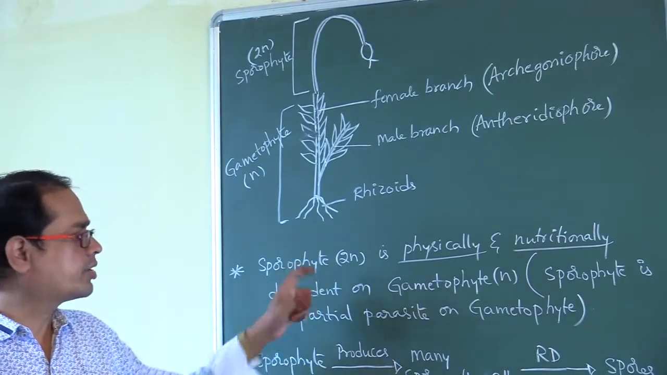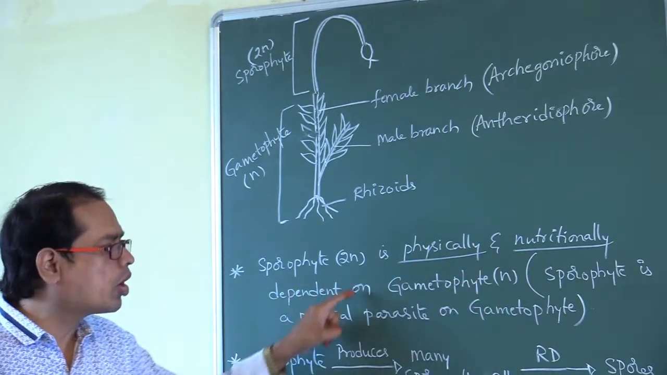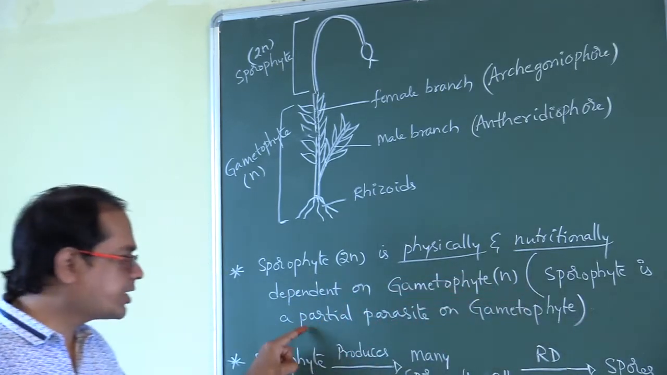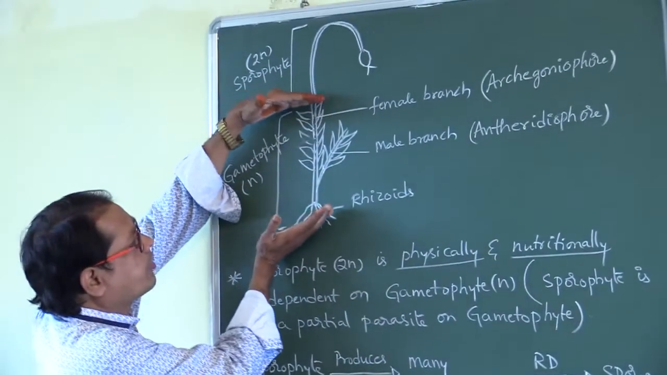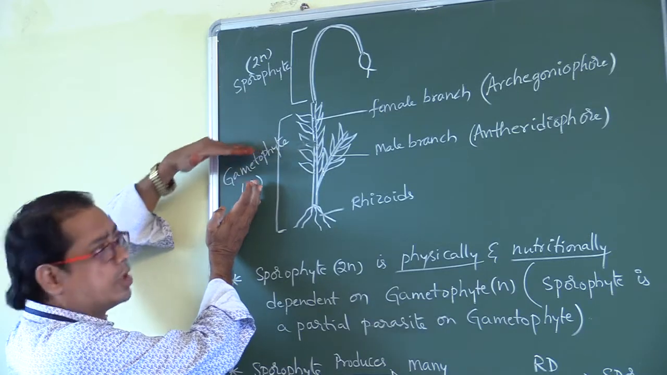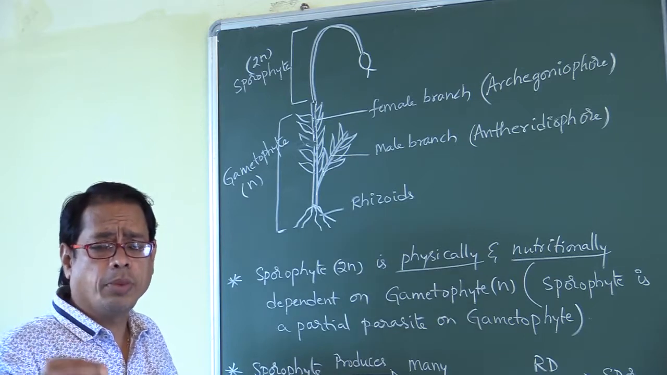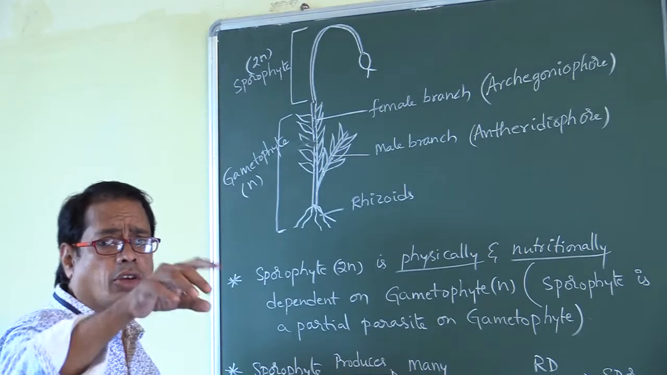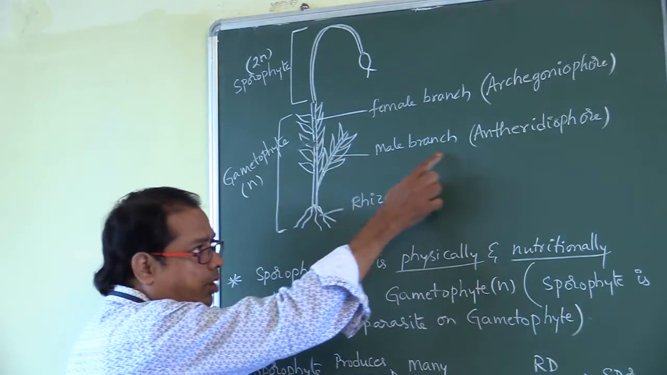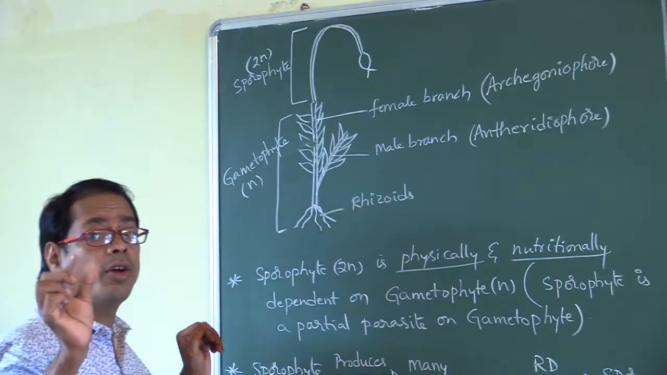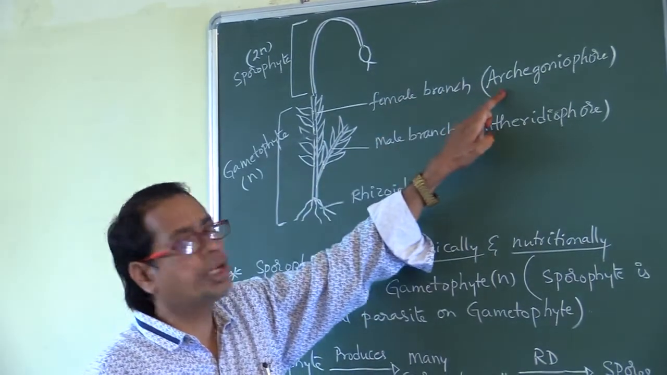Now look here, my dear students. The sporophyte is physically and nutritionally dependent on the gametophyte. That means the sporophyte is a partial parasite on the gametophyte. Let us suppose this is the gametophyte, which is haploid in nature. The released male gametes may fall in water and reach the archegonium. This gametophyte possesses a male branch, also called antheridiophore, and a female branch, also called archegoniophore.